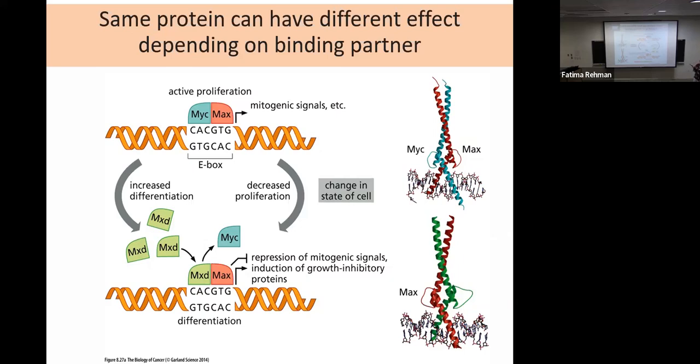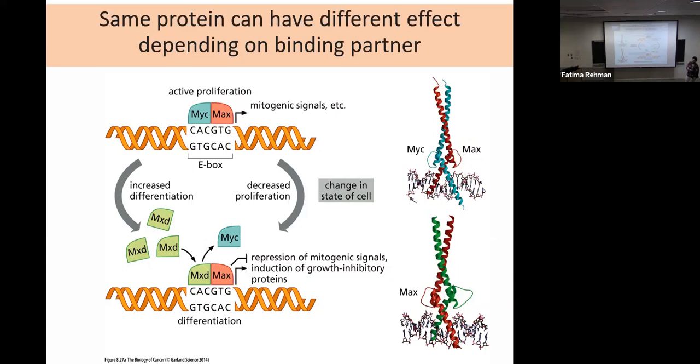So again, it's the same protein that's always binding to this E-box, MAX, but depending on what binding partner, so what co-repressor or inducer it's binding to, it has a completely different function. Does that make sense?